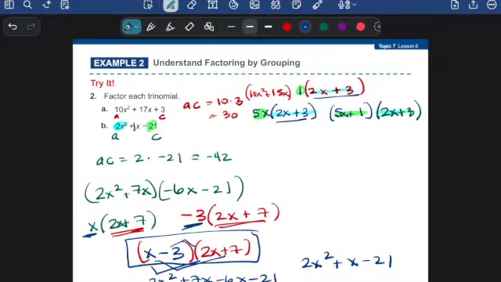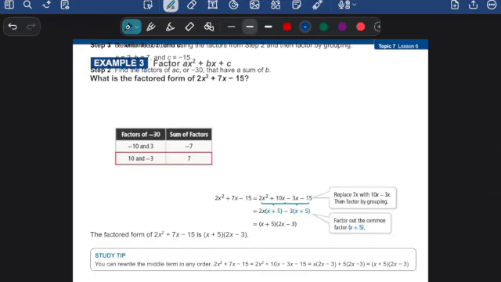So again, you can choose a method that works best for you. If you want to just think backwards, distributive property, you can do that. Or if you want to try this grouping method, this can work also. So what is the factored form of 2x squared plus 7x minus 15?